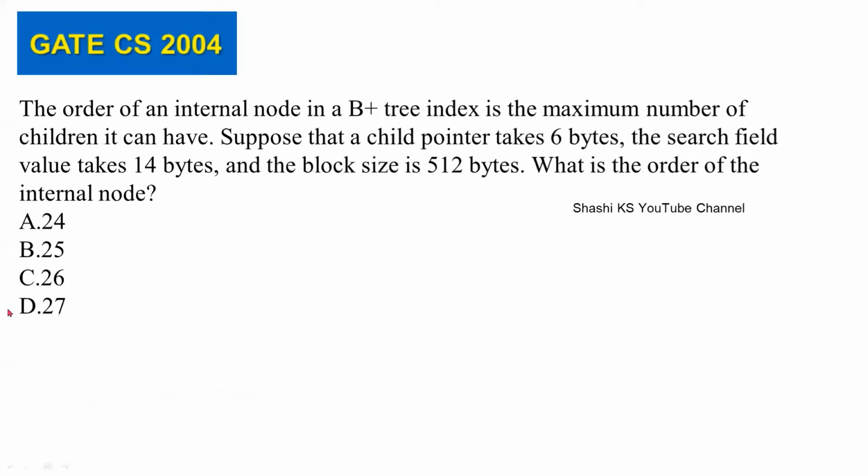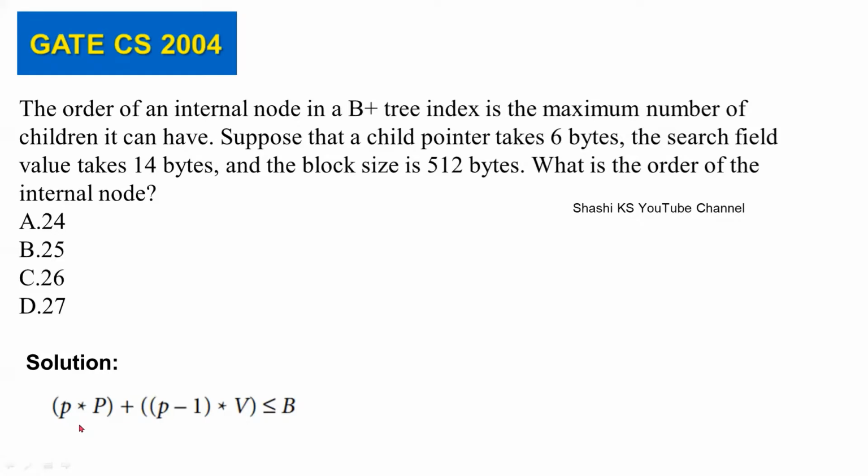Now the next question is asked in GATE CS 2004. The order of an internal node in a B plus tree index is the maximum number of children it can have. Suppose that a child pointer takes 6 bytes, the search key field value takes 14 bytes, and the block size is 512 bytes. What is the order of the internal node? They are asking the order of the internal node. So here the formula is P into P plus P minus 1 into V less than or equal to block size. Okay. So order of the internal node is different.